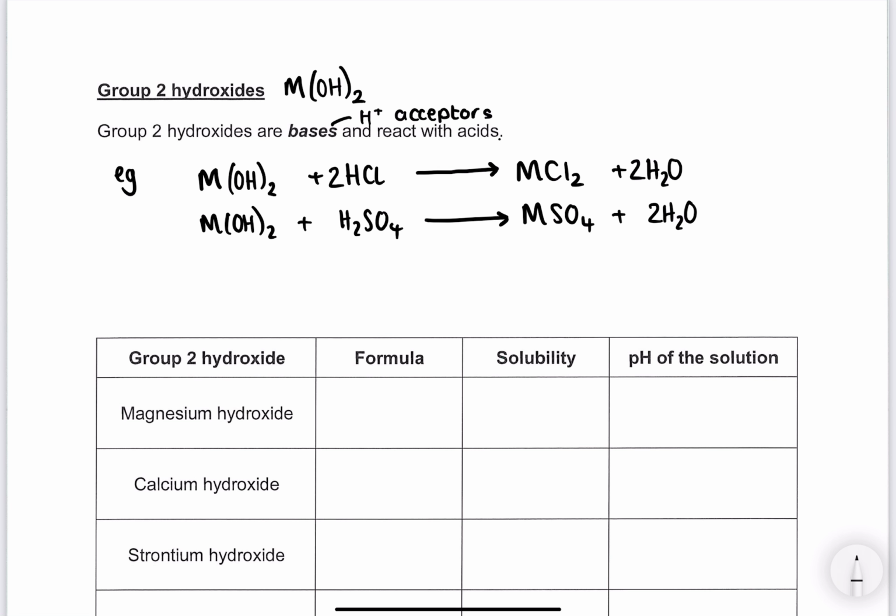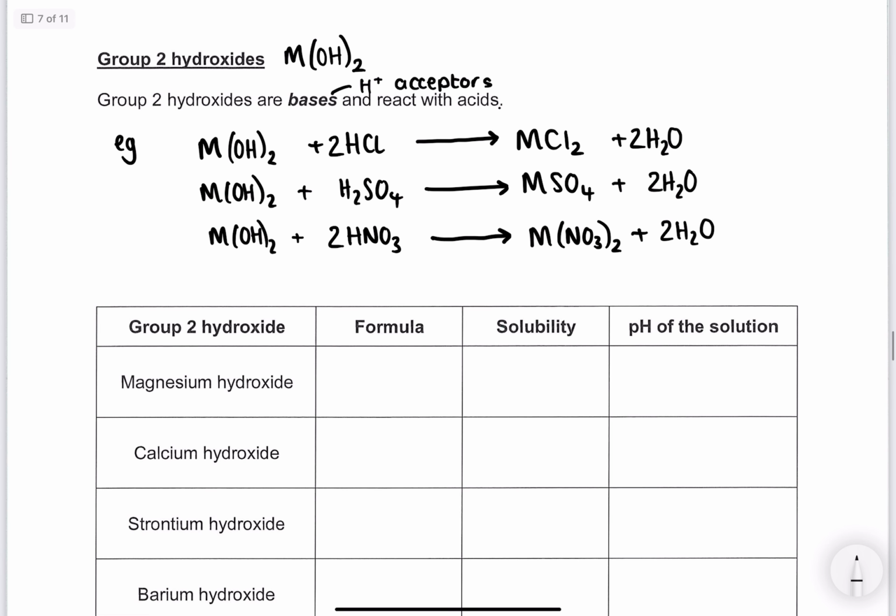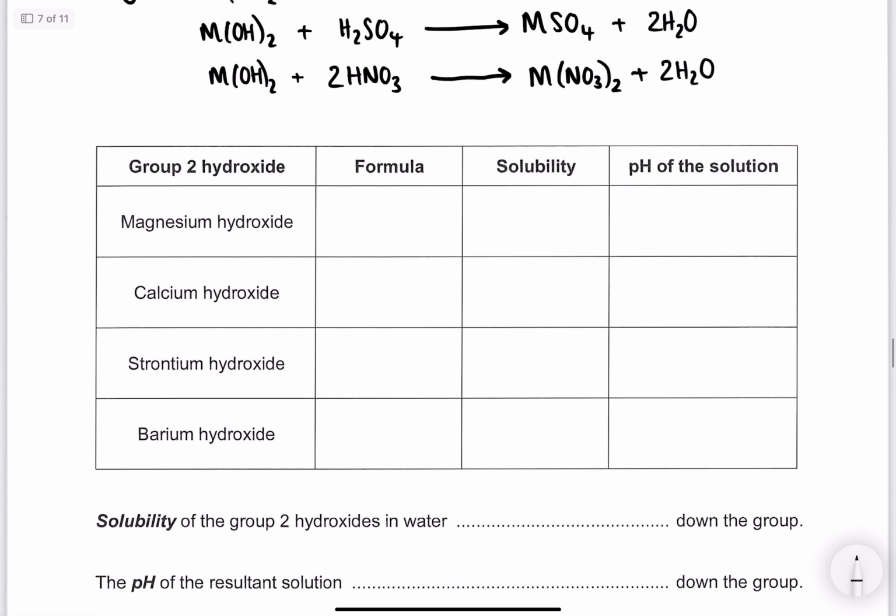And you could choose other acids, like nitric acid, which would be very similar to hydrochloric. So if we were to do M(OH)2 and we had nitric acid, because that's monoprotic, has 1 proton, just the same as hydrochloric, it would be very similar, but because the nitrate ion is a compound ion, we'd have to have 2 of those. We would have a bracket, but other than that, our equations are identical. Okay, so they all react with acids, and you've got to be able to write any equation of any of the group 2 hydroxides, so calcium hydroxide, for example, with any of the acids, or magnesium hydroxide with any of the acids.